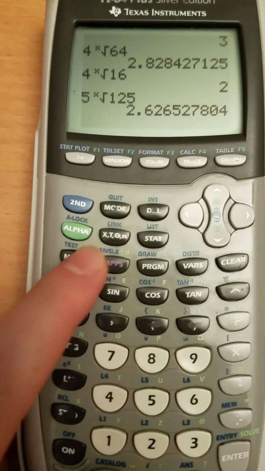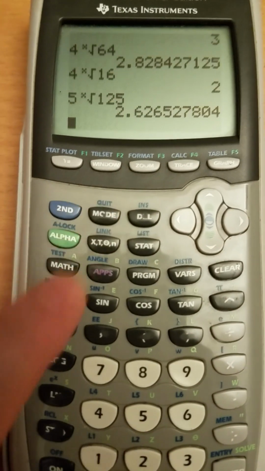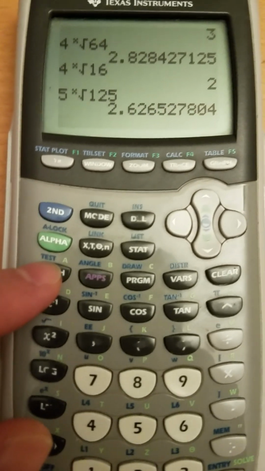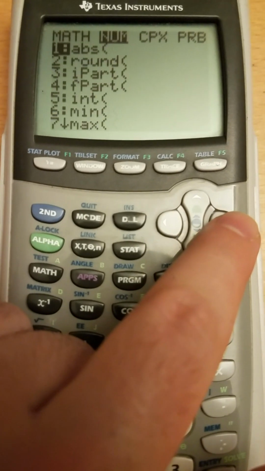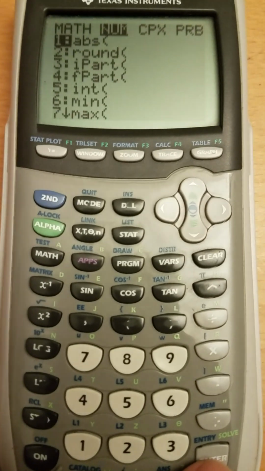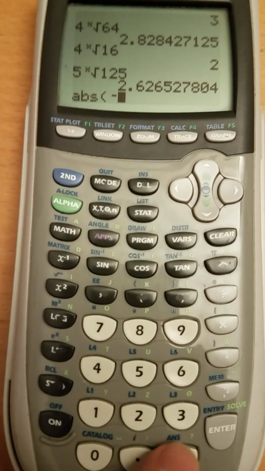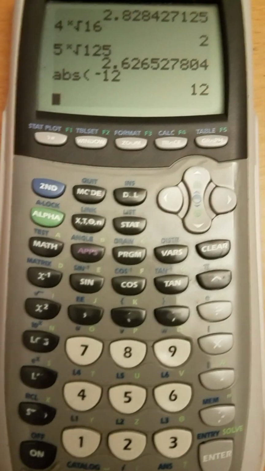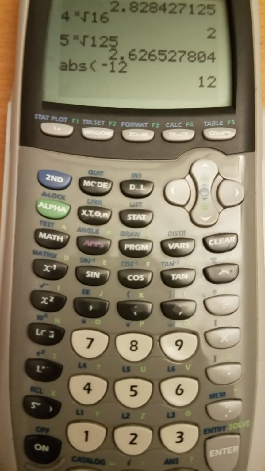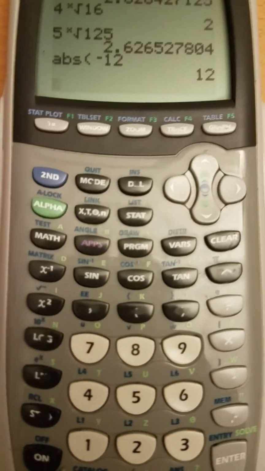And then I wanted to also show you absolute value. So if I want to find the absolute value of, say, like -12, I could do math, go to num, and then the first one, which is abs, stands for absolute, and then type in -12, and then hit enter, and it'll give me the absolute value of that. So those are some basic keys for math. There's also a couple more that are useful that I want to go over.